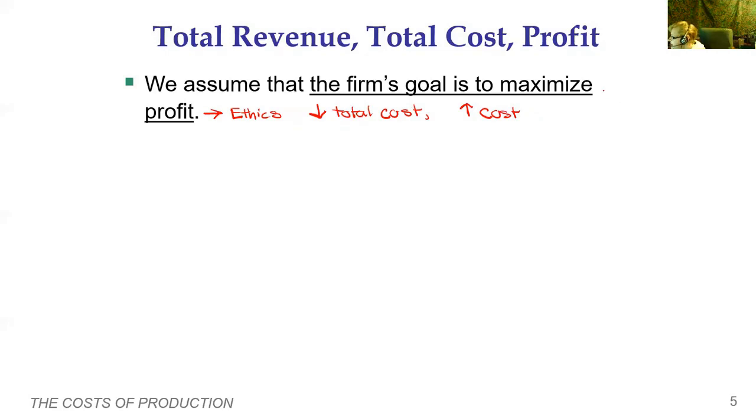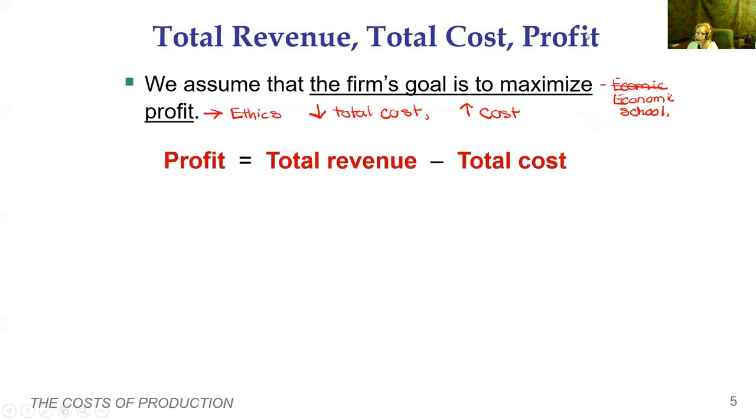So therefore, in the way we're approaching this, which is one of the economic schools, the goal is to maximize our profitability. This means that we want our total revenues to be the highest that they can possibly be while having our total costs be the lowest that they can possibly be. Okay?